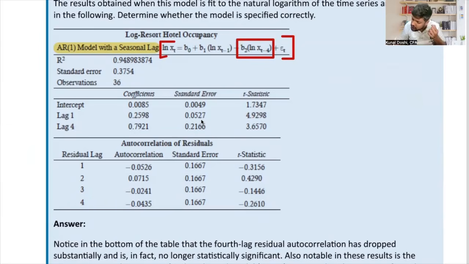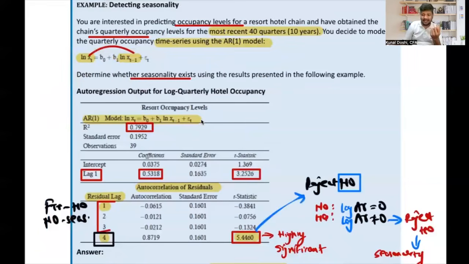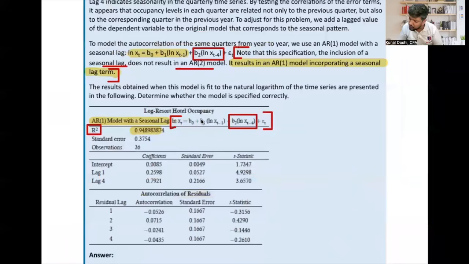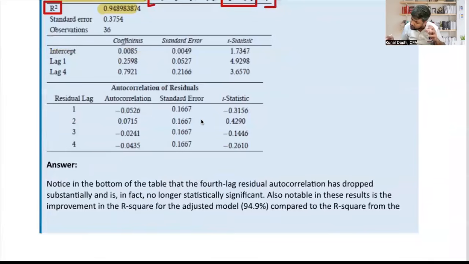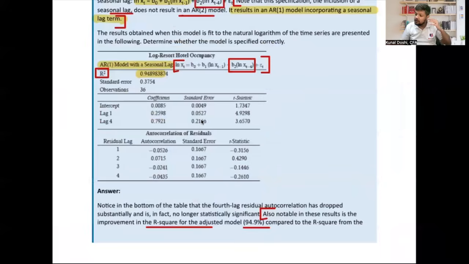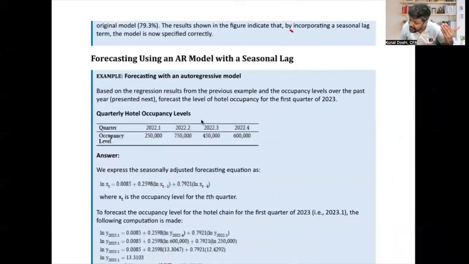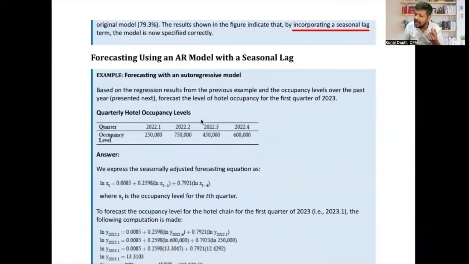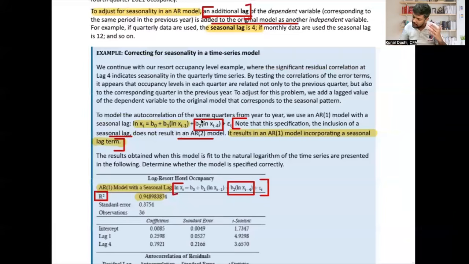Correct? Now, if you also notice what has happened by doing this, the R square has improved. Check it. Previously, in the same model, R square was 79. Now the R square has improved to 94, which they have discussed. By adding the fourth lag residual, also notable is that the result has improved the R square to 94 from the previous 73. This indicates that by incorporating the seasonal lag, the model has now become more correct, right? Because we want the R square to increase, isn't it? Correct, yes.